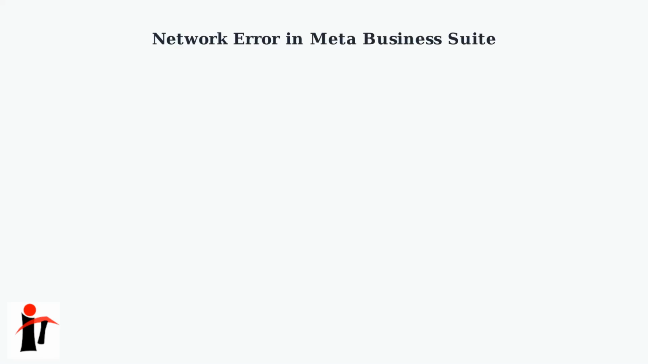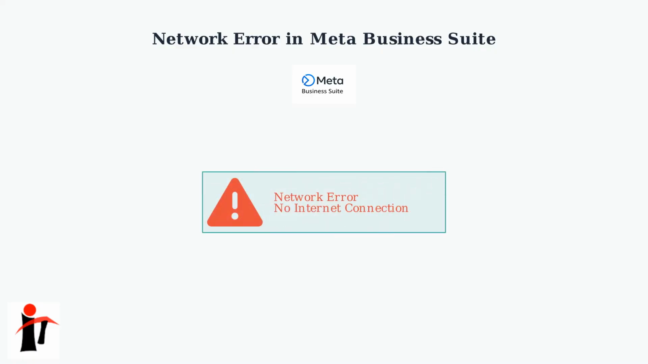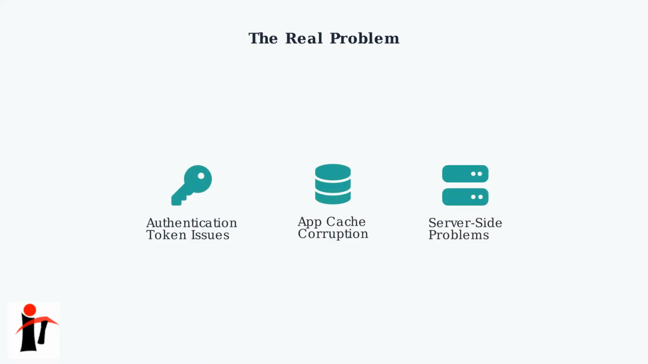The network error, no internet connection message in Meta Business Suite is one of the most frustrating issues users encounter. Even when your internet connection is perfectly stable, this error can appear unexpectedly. This error message appears even when other apps work perfectly fine, leaving users confused about what's actually wrong with their connection. The truth is, this error is rarely about your actual internet connection.